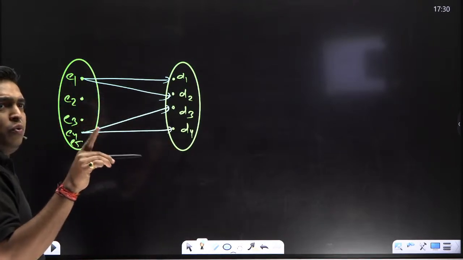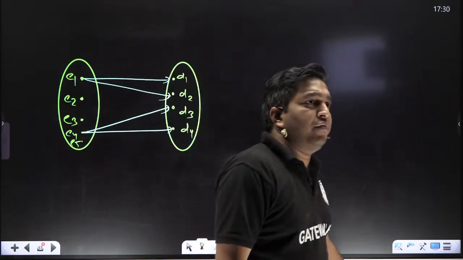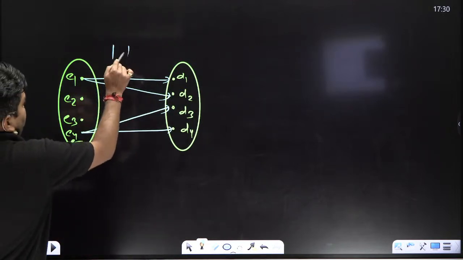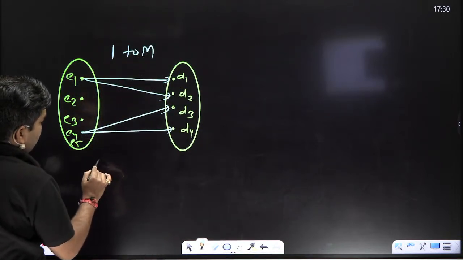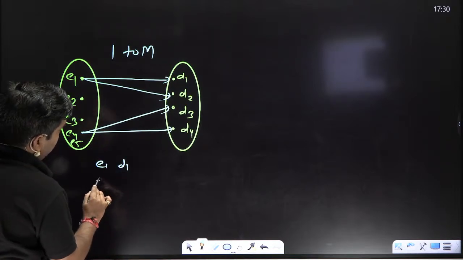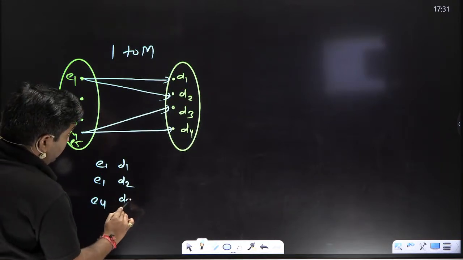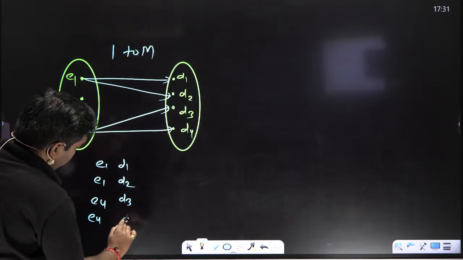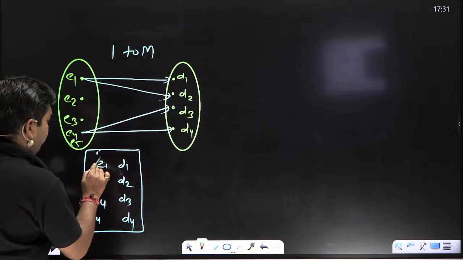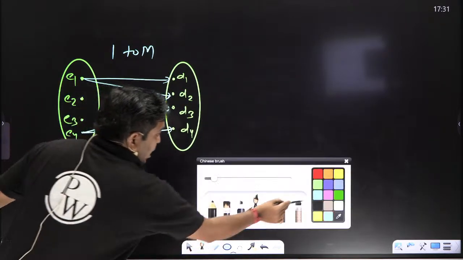No, no, this is not the reason. Listen carefully. If it is one to many, how does the relation look? E1, D1, E1, D2, E4, D3, E4, D4. Please feel it, my dear. Now you check.